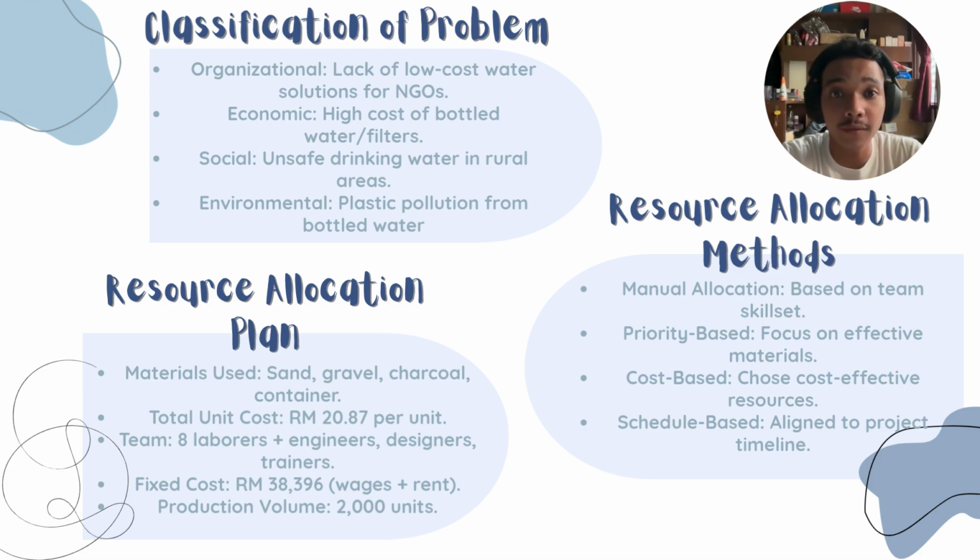To manage the project effectively, we use a mix of resource allocation methods. Team roles were assigned based on skill, materials were chosen based on performance and price, and tasks were scheduled to meet deadlines. For example, we use sand, gravel, and charcoal as the main filter materials. Each unit included a 5-liter container and labor cost for assembly. The total cost per unit is about RM 20 and 87 cents. Fixed costs cover salaries and rent, while variable costs depended on how many units we produce. By planning carefully and assigning resources wisely, we keep the project affordable, efficient, and ready for real-world use.